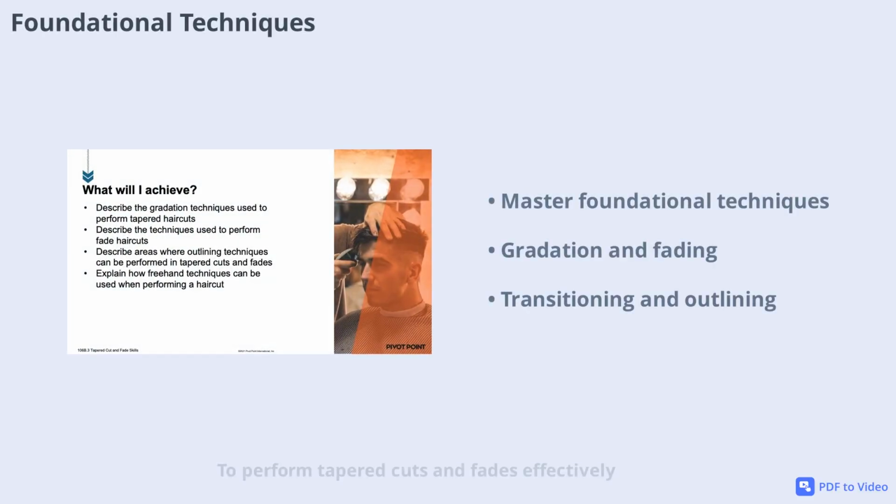To perform tapered cuts and fades effectively, you need to master both foundational cutting techniques and those unique to short haircuts. These include gradation, fading, transitioning, and outlining. Each technique plays a specific role in achieving the desired look, whether it's a subtle taper or a dramatic fade. We'll discuss how these methods interact and why understanding their nuances is crucial for creating clean, professional results. As you build your skills, remember that practice and attention to detail are key to mastering these techniques.